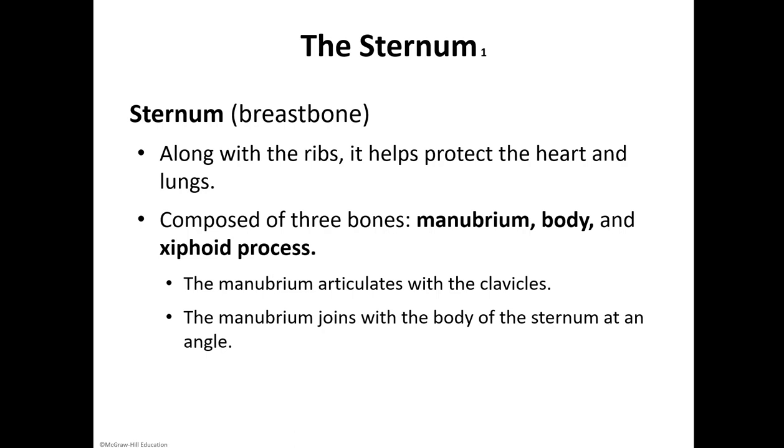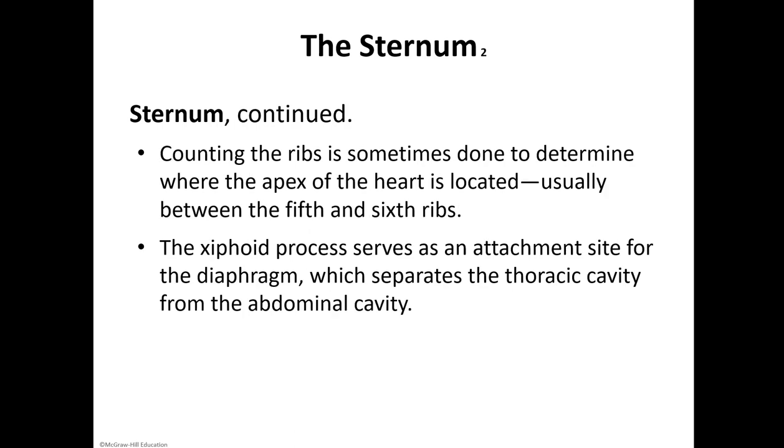The manubrium articulates with the clavicles, the collarbones, and the manubrium joins with the body of the sternum at the angle. Counting the ribs is sometimes done to determine where the apex of the heart is located, and this usually is between the 5th and 6th ribs. The xiphoid process serves as an attachment for the diaphragm, which separates the thoracic cavity and the abdominal cavity.